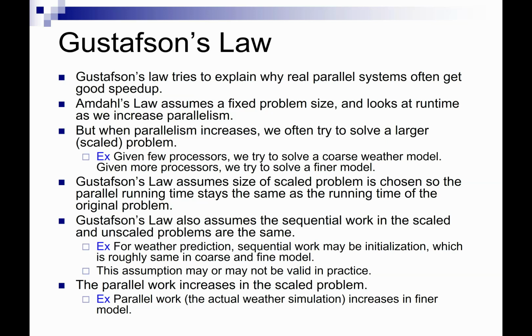Now Gustafson's law assumes the sequential work stays the same, but of course the parallel work is going to increase as you increase the number of processors. So for the weather simulation, the parallel work would be the actual simulation itself. And so of course, you're going to do a larger simulation as you have more processors, so the parallel work will actually increase.